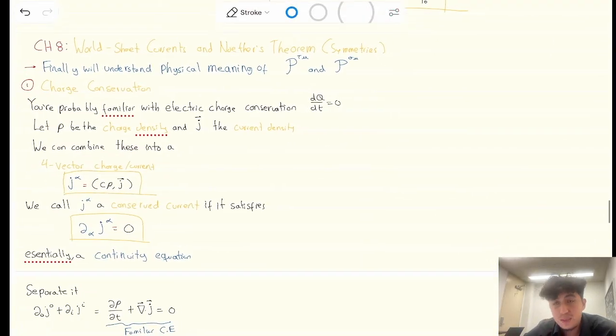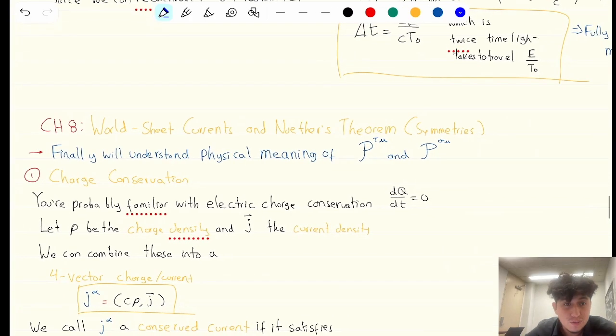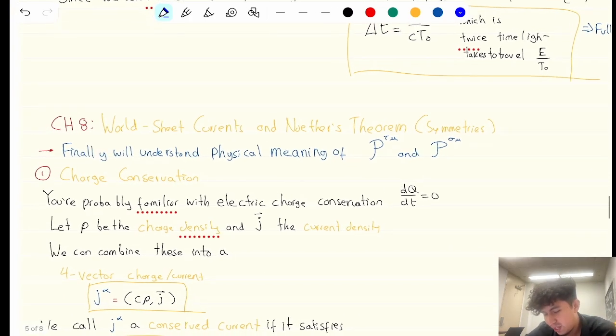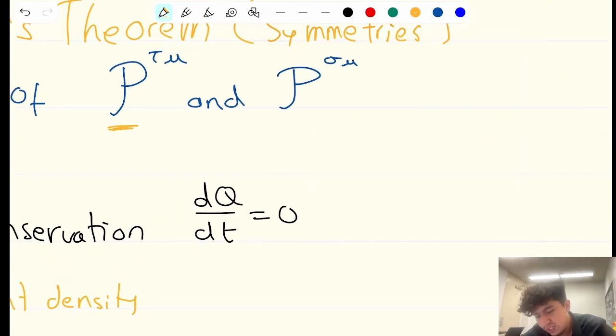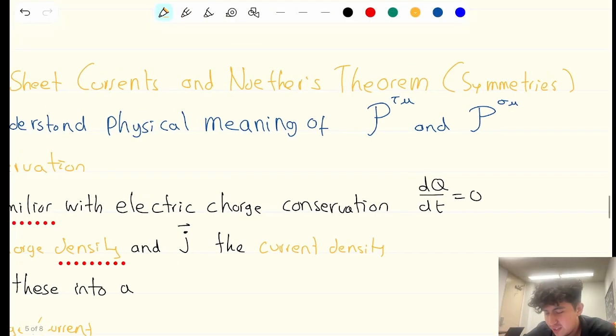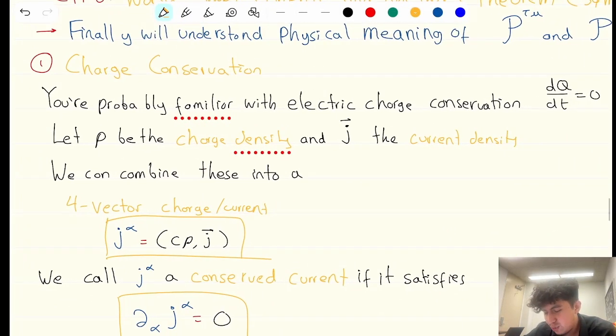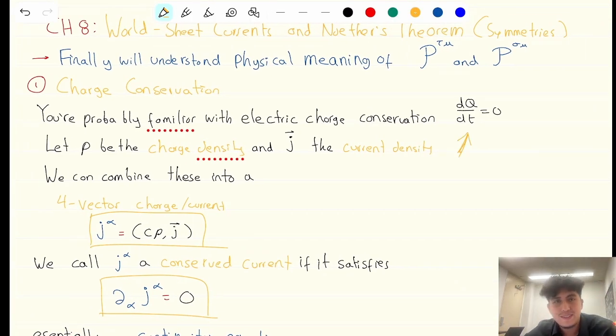But in order to make it complete, I want to go first through charges, worldsheet currents, and Noether's theorem, symmetries in general. Cool. So now we're finally going to understand what these two quantities mean, what big P tau and big P sigma mean. They're going to be momentum, spoiler alert, essentially. You're probably familiar with electric charge conservation, which is just this: over time, charge doesn't change. This happens in some physical systems. If you take the whole universe, then charge shouldn't change.